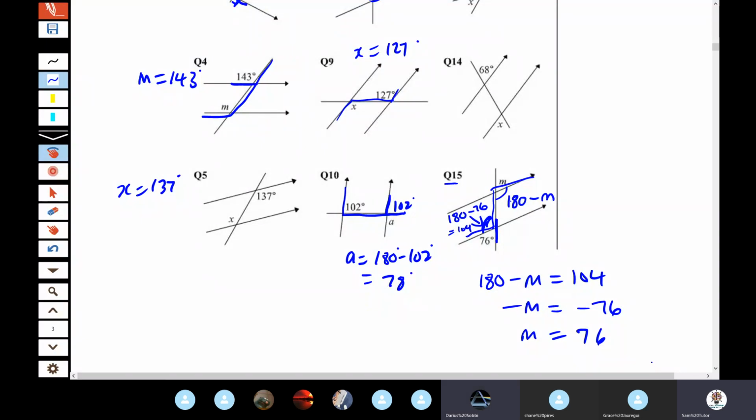Sam? Yes. Don't you just know it's 76 because when you do the alternate, like the Z, they're both on opposite sides? You mean like that's M and then that's M kind of thing? Yeah. Because these two are equal, therefore these two are equal. Yeah, that's a smart way of looking at it. Good.